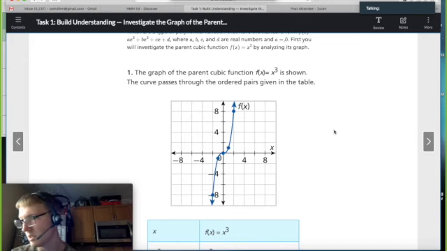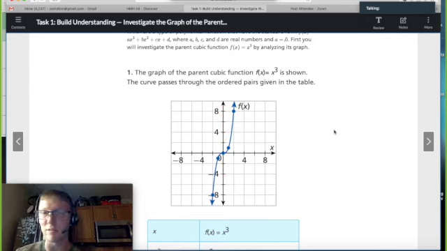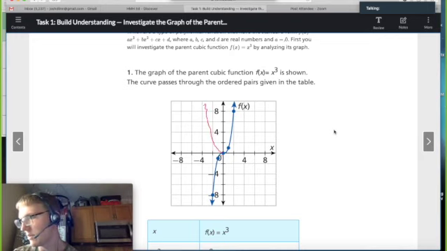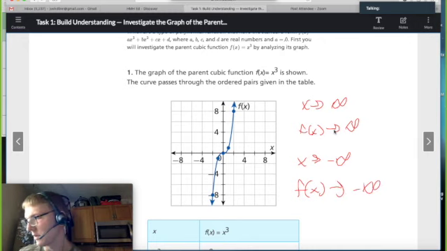Our range, which is again our y values, all of these guys. This is where it's going to differ from a parabola, but this is also all real numbers. Because a parabola just goes up like this, whereas our cubed function goes down. So it does include all real numbers. And as x approaches infinity, f of x is going to approach infinity. And as x approaches negative infinity, f of x is also going to approach negative infinity. So that's good to know.